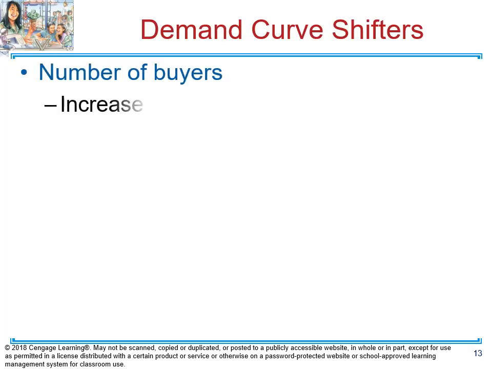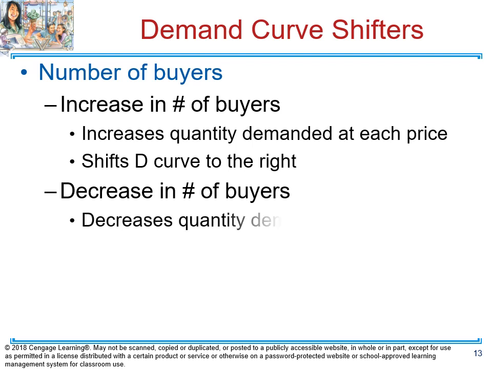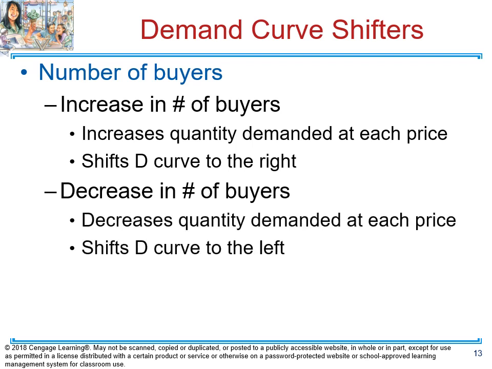Let's start looking at a few of these demand curve shifters. So suppose that the number of buyers increases in the market. So you have an increase in the population or more migration. What would that do to the market demand curve? Well, at each price level, now with more buyers, this is going to increase the quantities demanded. So the way that we show this is as a shift of the demand curve to the right.